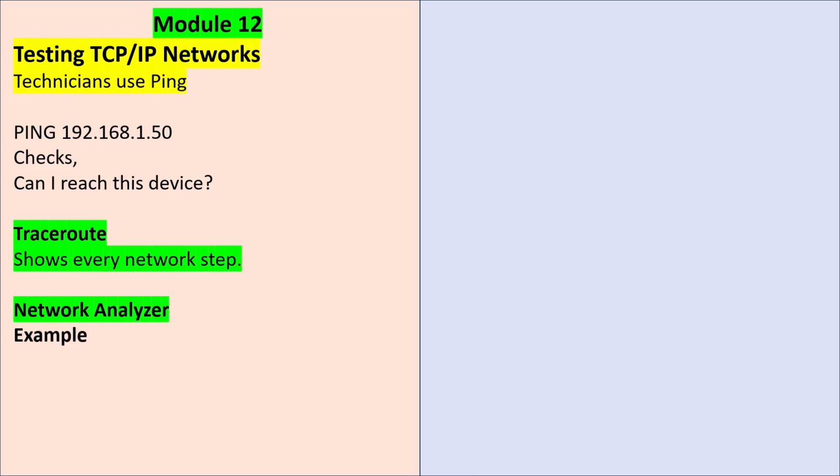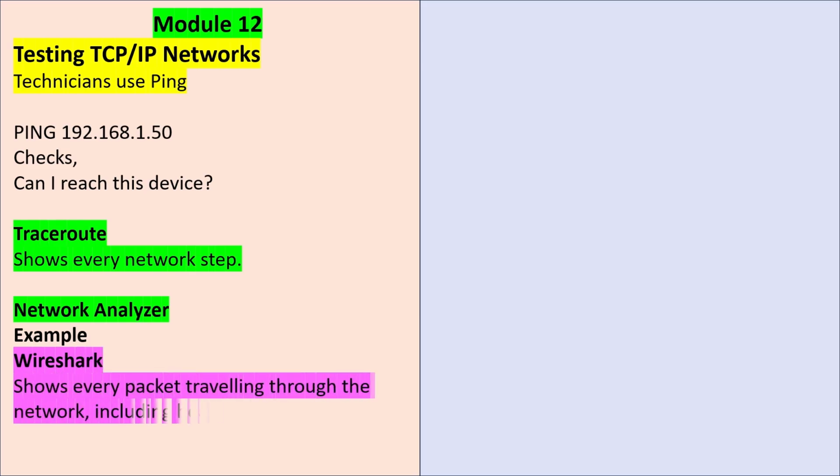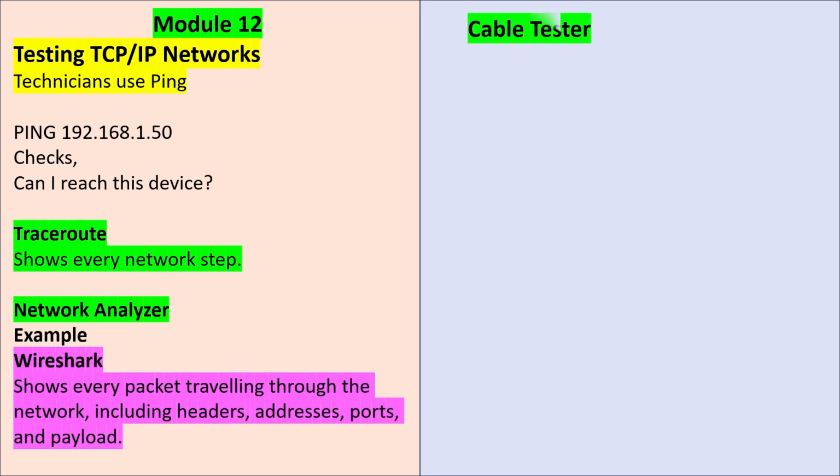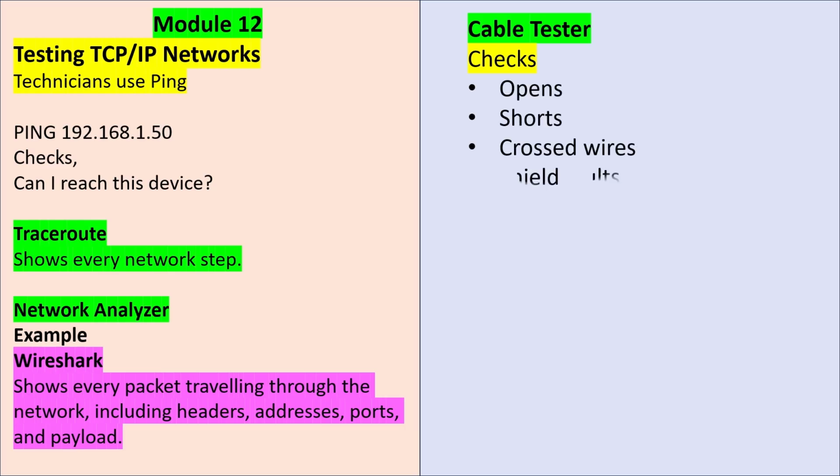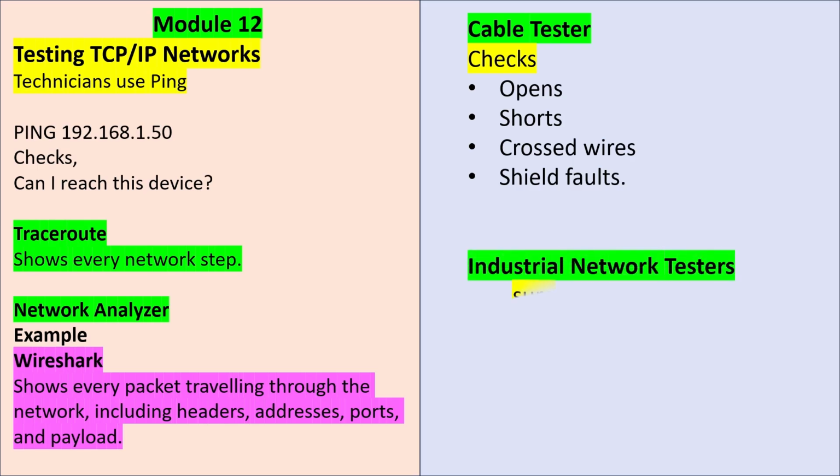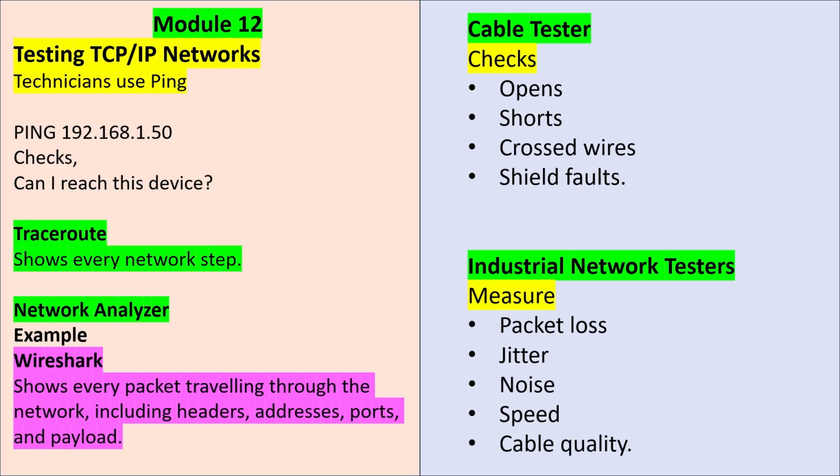Example: Wireshark. It shows every packet traveling through the network, including headers, addresses, ports, and payload. Cable tester: checks opens, shorts, crossed wires, shield faults. Industrial network testers measure packet loss, jitter, noise, speed, and cable quality.